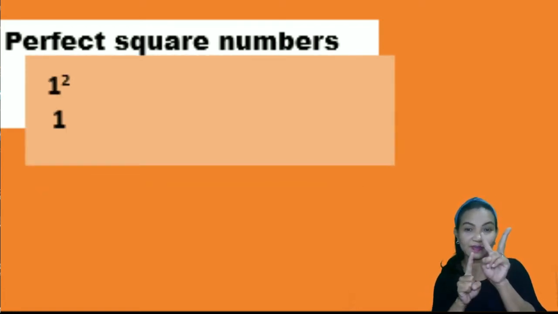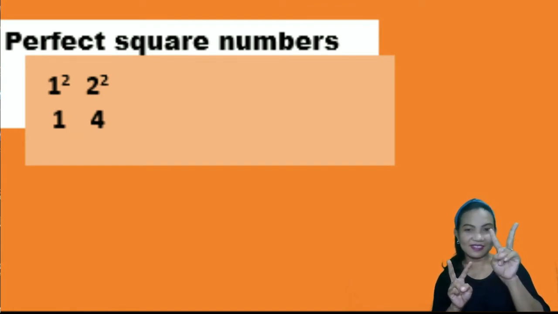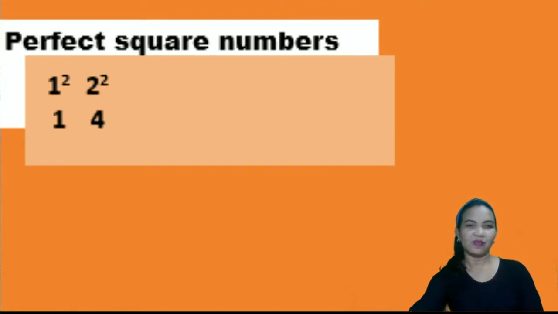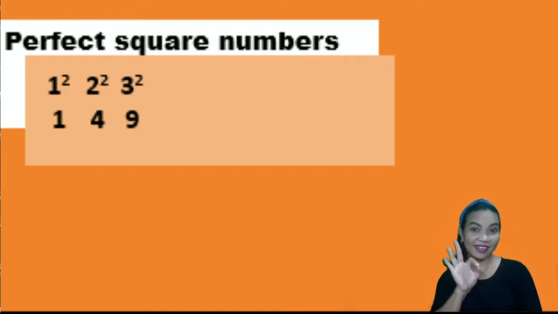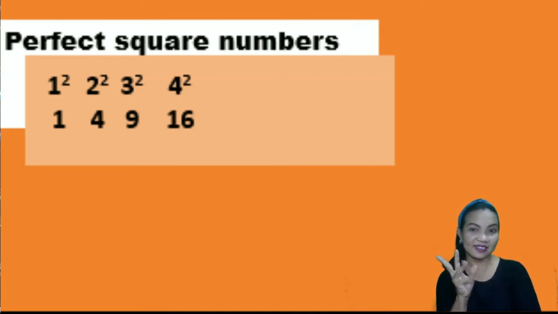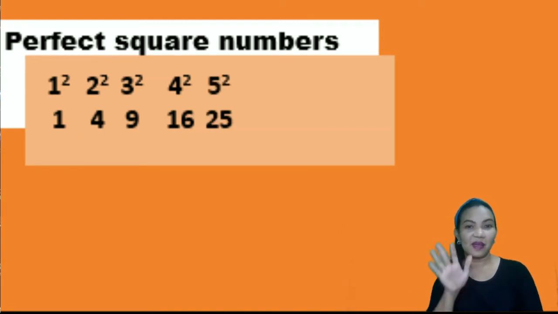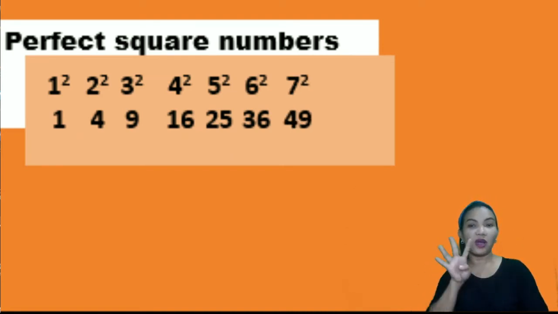One squared, 1. 2 squared, 4. 3 squared, answer, 9. 4 squared, it's 16. 5 squared, 25. 6 squared, 36.